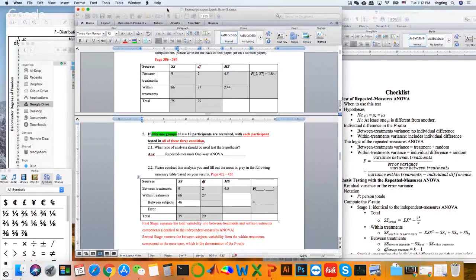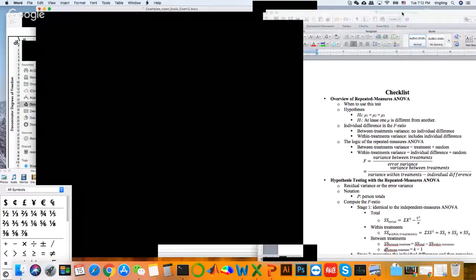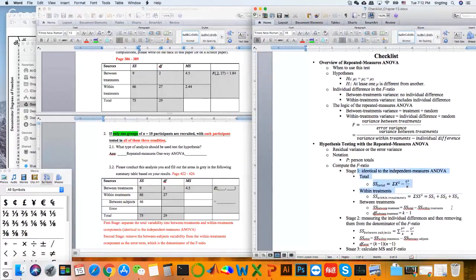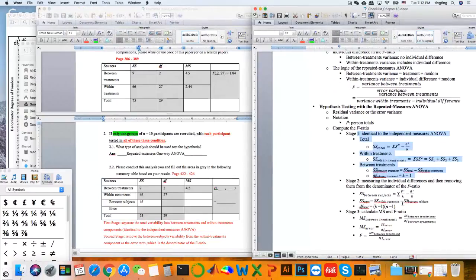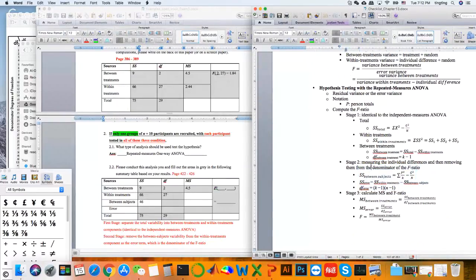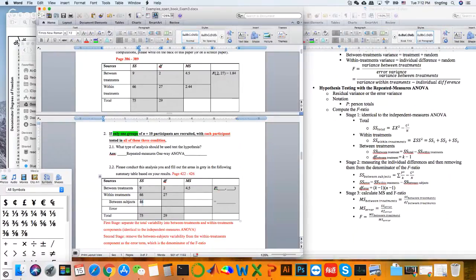Not 14, why is that 14? 13. So here you don't need to do step 1 again, right? Because they are identical. And then we just need to do stage 2. The SS between, I give the data, the number to you, so you don't need to compute again. But you need to know its degrees of freedom.